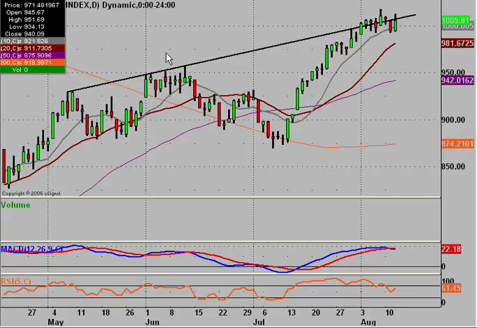Alright, so if we use these two lines, you can see that basically we hovered right around this area, and we still are. I guess the question becomes, are we going to separate ourselves more from this trend line, or is it going to knock us down?